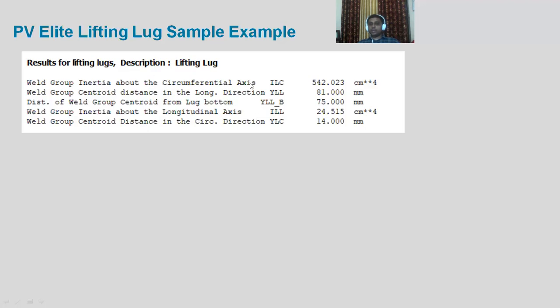One was about its circumferential axis, it was 542. And another is along its longitudinal axis. It is a weak axis, as you can see over here. How much is the difference? It is almost 20 times lesser than that of 542. The weld group centroidal distance in circumferential direction, YLB, is 14.